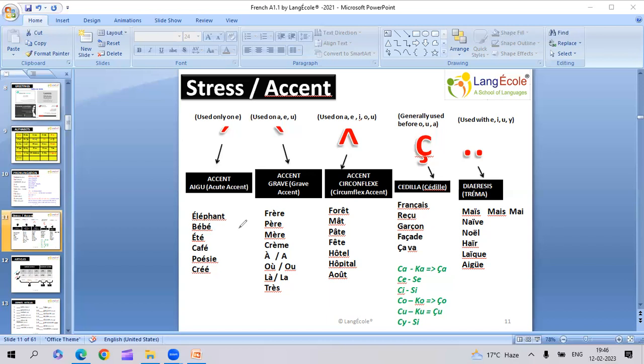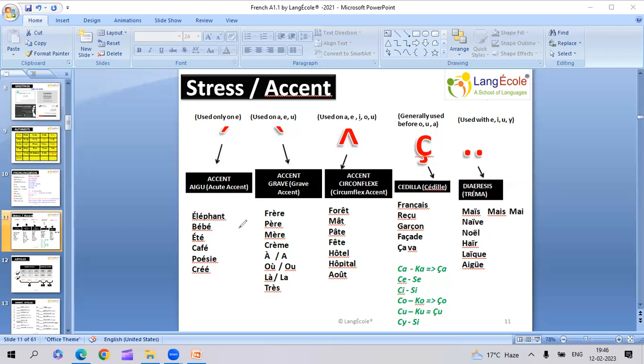The third one is called accent circumflex. Circumflex accent. It's a ground kind of, right? It goes up and comes down. Some people, to memorize it, also call it chapeau. Chapeau is hat. So it's like a hat, right? This is called circumflex accent.